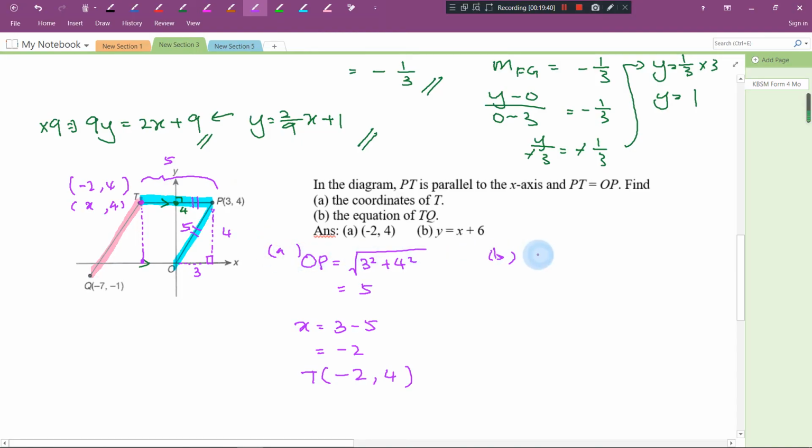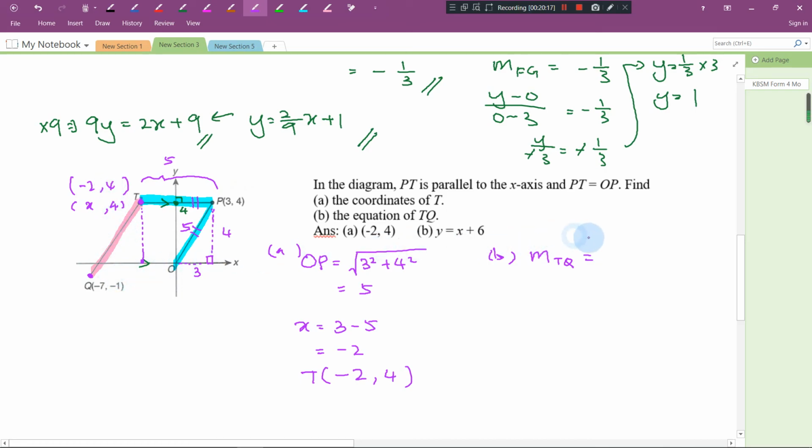Okay, this is A and this is B. To find the gradient of TQ, we need 2 points. We have 1 point here and we have another point here, which is the answer for part A. This is (-2, 4). So remember, not to say must, but I would suggest you write all the answers that you got from the previous part onto the diagram, so it will be easier for us to solve the next part. Now I have the coordinates of T and Q.